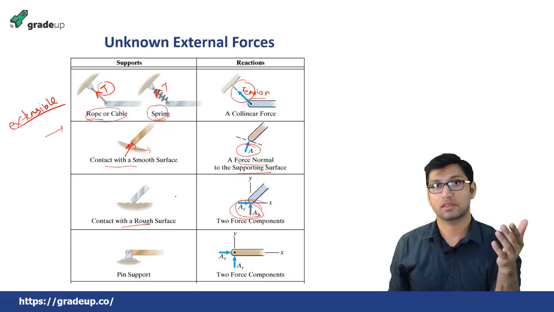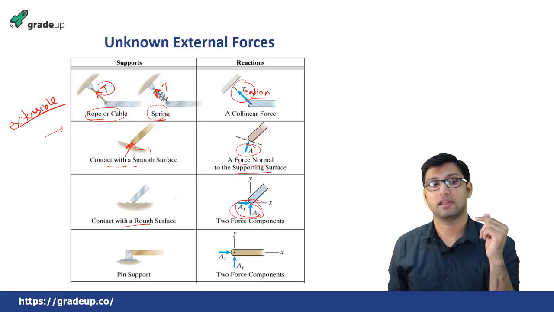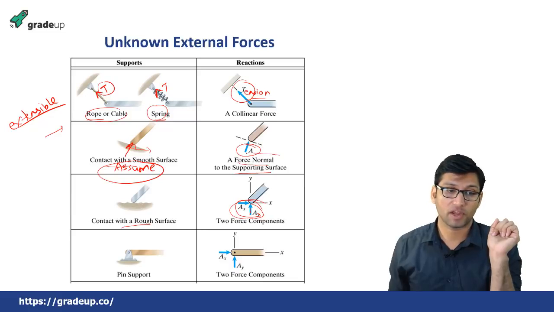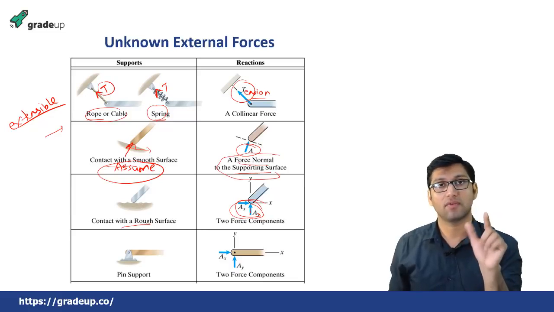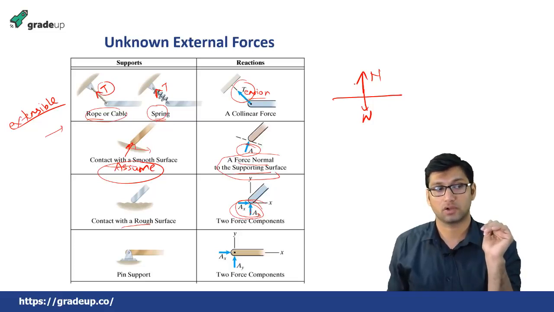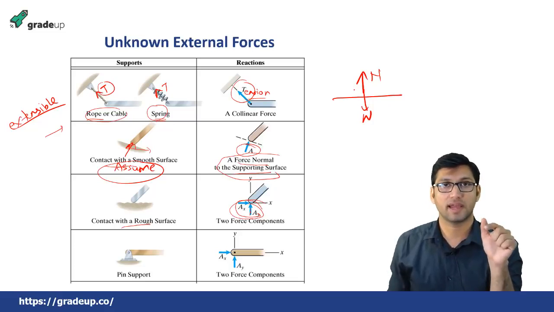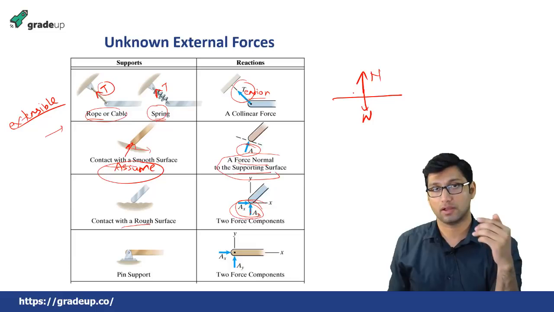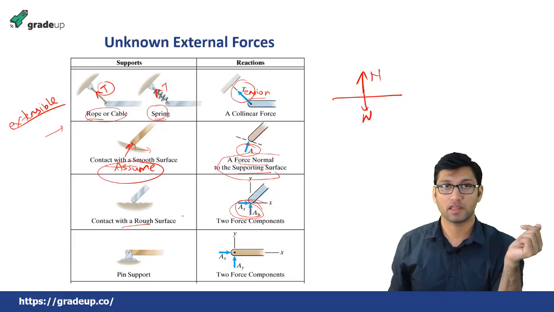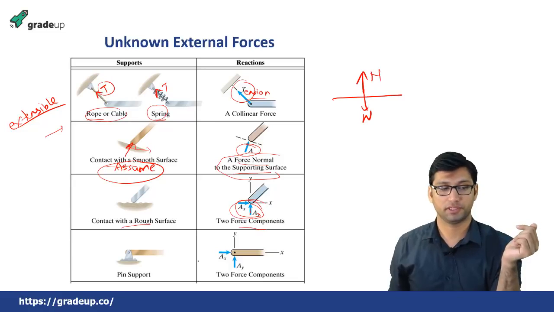So always remember, if there is a rough surface, there will be two reactions. But for our analysis of rigid bodies in engineering mechanics, we always assume that the body is kept on a smooth surface, so there will be only one normal reaction. If your weight is acting in this direction, there is only one normal reaction, not two. The reason is that we assume the surface is smooth. If it is a rough surface, then there will be two force components.